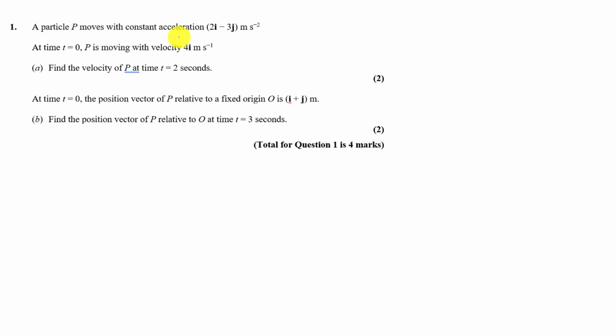A particle moves with constant acceleration 2i minus 3j. So we have a equals 2i minus 3j. Step 1. At time t equals 0, P has velocity 4i. So we know the initial velocity equals 4i, and it says find the velocity at time t equals 2. So at t equals 2, what is v?